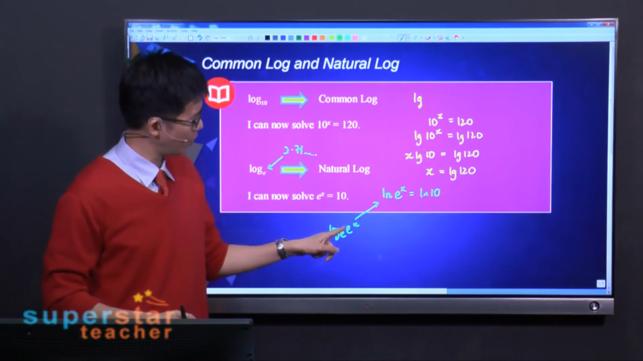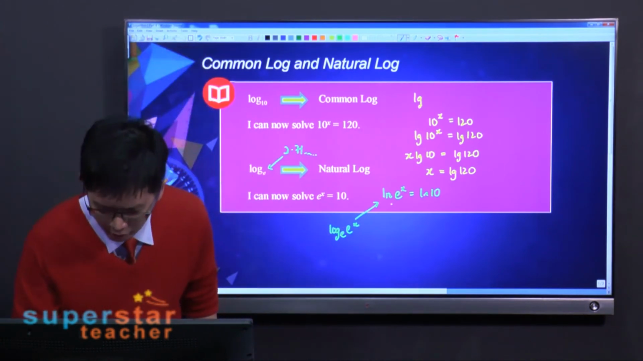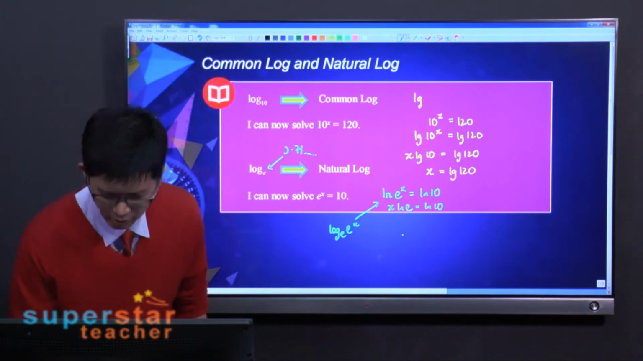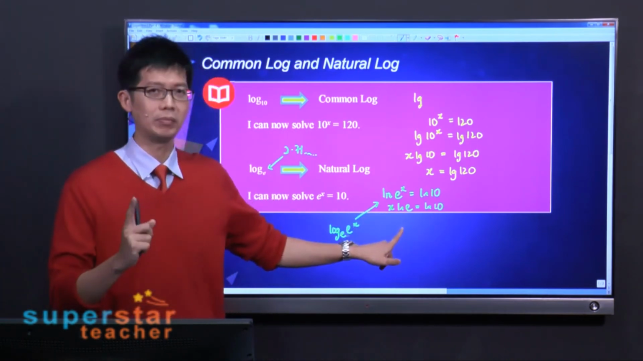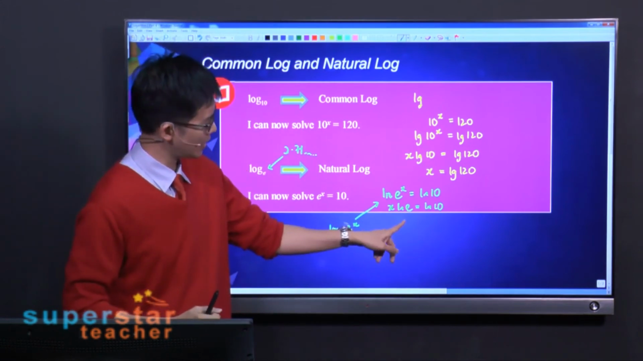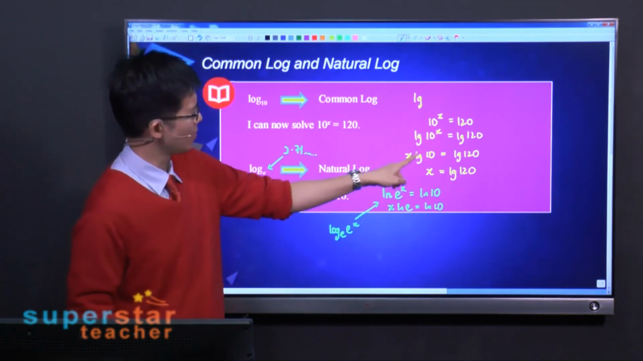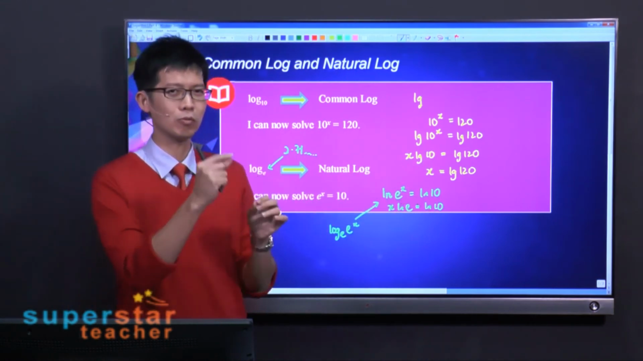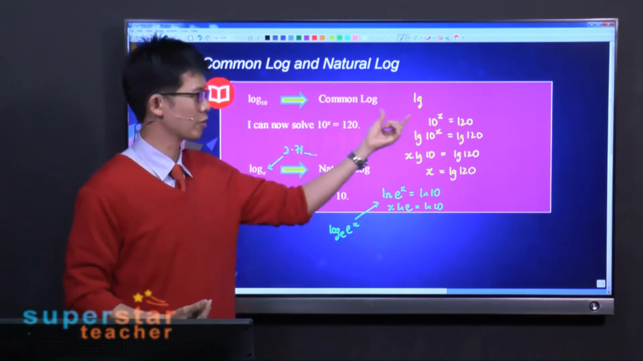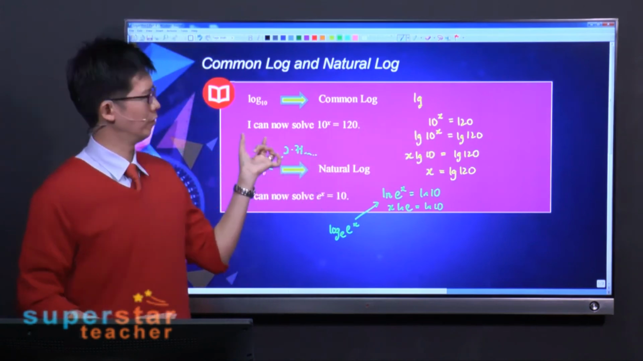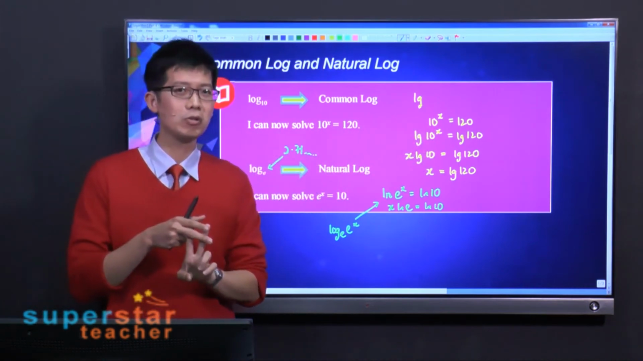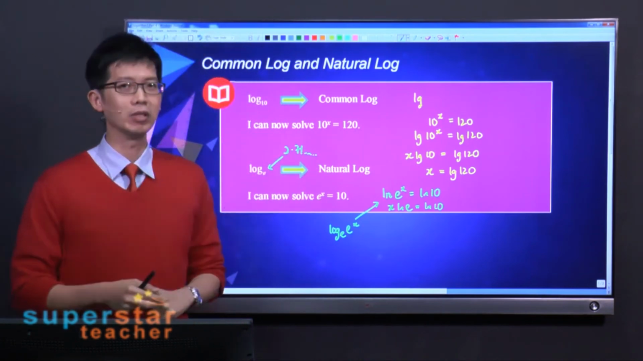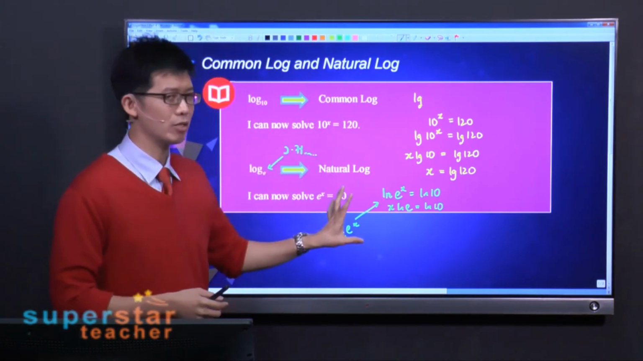It's very useful because if I can bring down the power, I'm going to have x ln e equals ln 10. ln e is 1, because log base e of e is 1. It's the same idea as LG 10 being 1. You don't see the base because you don't write the base anymore, as it's a special notation for a special kind of log. So only these two are what we call special logs, the common log and the natural log. One is LG, the other one is ln.